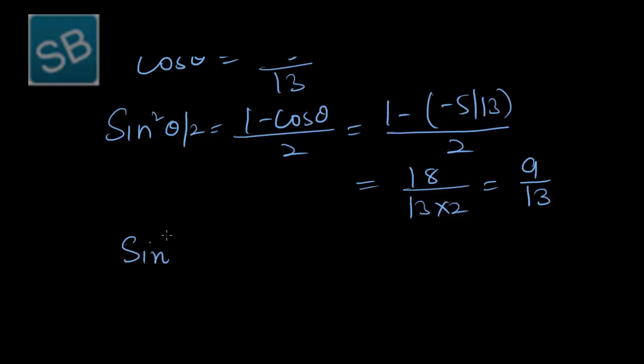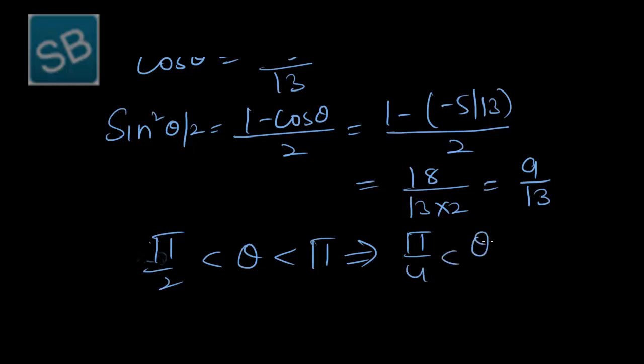So as theta lies in second quadrant, where sin is positive, we get sin theta by 2. Theta lying in second quadrant, that is theta is varying from pi by 2 to pi. Now what about theta by 2? It becomes pi by 4 less than theta by 2 less than pi by 2. That is in first quadrant. In first quadrant sin is positive and cos is also positive.